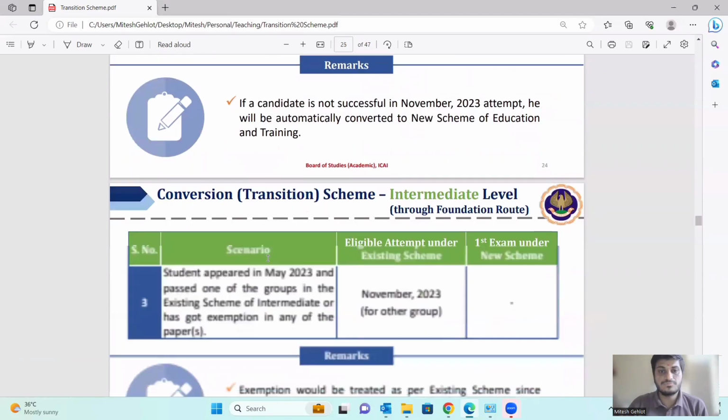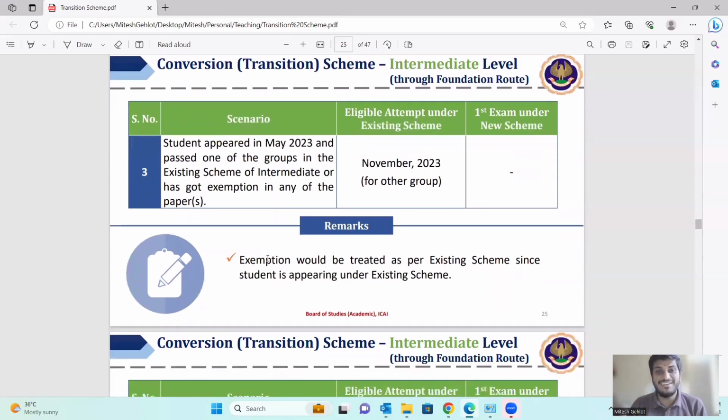It becomes more complicated when you have written your examination in May 23. Most of you are going to get your results in the next week or 10 days. Suppose you have written your May 23 examination and passed one of the groups, or secured some exemption in some papers. You have one more chance for the other group or papers in November 23, so you will go under the existing scheme.